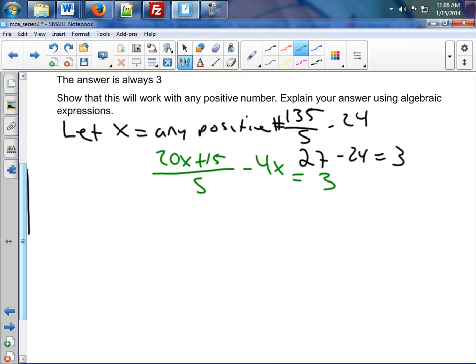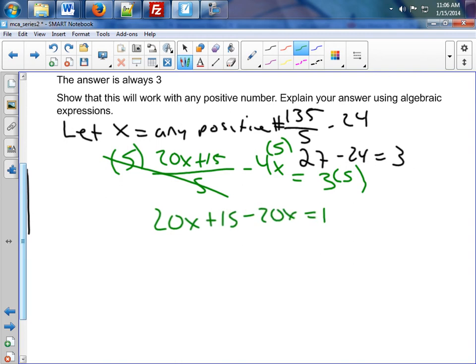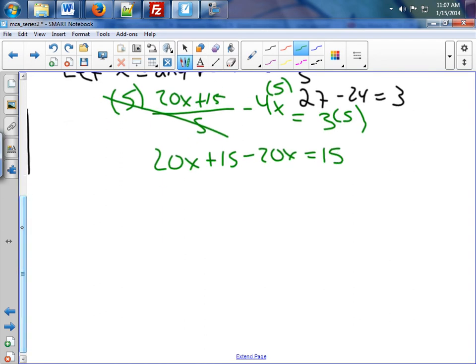Now we have to solve this for x. This is where it gets difficult. I'm going to multiply everything by 5 because I'm going to get rid of this denominator. So I have 20x plus 15 minus 20x equals 15. So now what happens? Go across. What happened to the 20x's? They disappear. What am I left with?